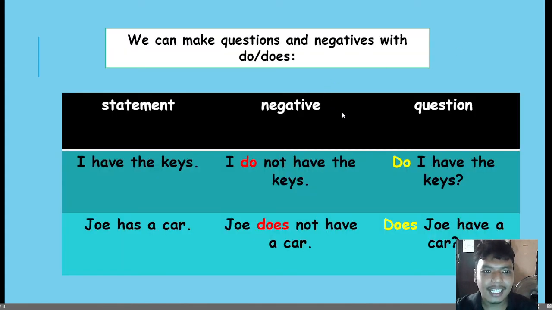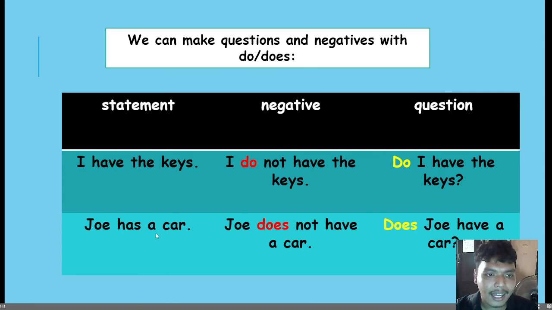And next, how to make a question and negative with do, does. Look at the statement first. I have the key. In the negative way we say I do not have the key. And if we make a question we can say do I have the key? Okay.